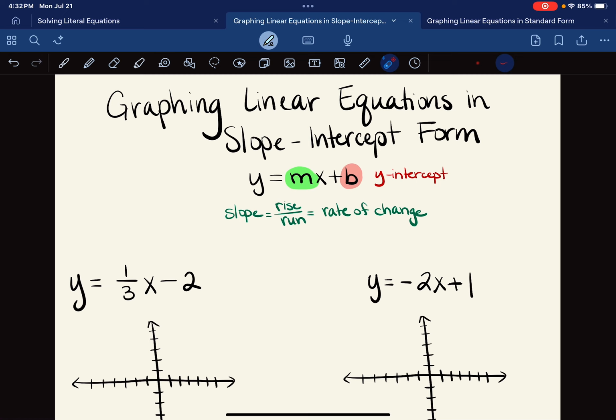Or if you're working on a word problem, sometimes you'll see the phrase rate of change. It's basically giving you your walking directions, your moving directions. What is your graph doing as you move across the coordinate plane? This b value is your y-intercept. That's just where your graph crosses the y-axis.